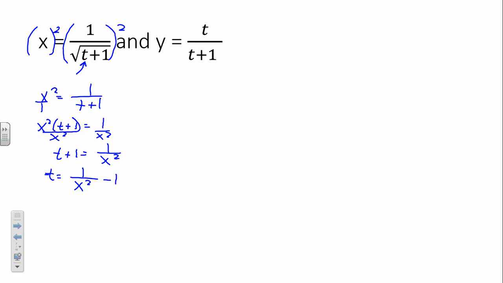So we have solved one equation for our t. And now we have to do what with it? Plug it into the other, substitute it in. Okay? So when we substitute this in, y will be equal to 1 over x squared minus 1, over 1 over x squared minus 1 plus 1. Let's do this again. 1 over x squared minus 1 plus 1.